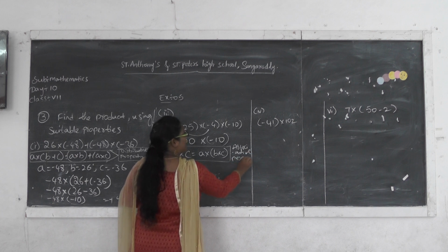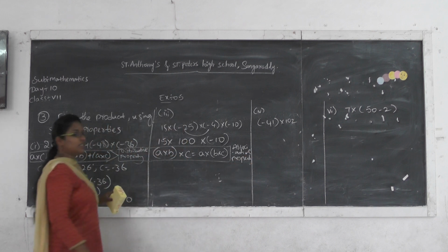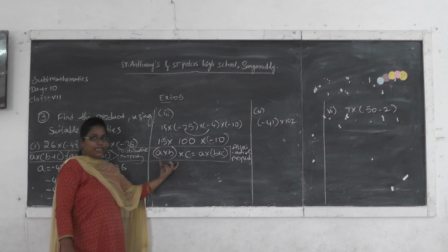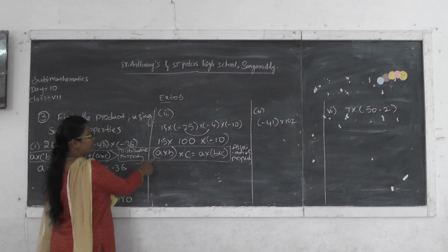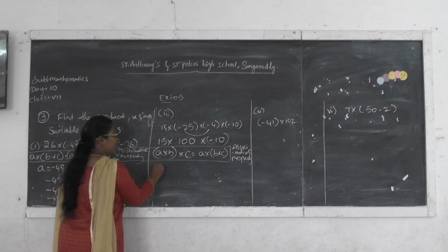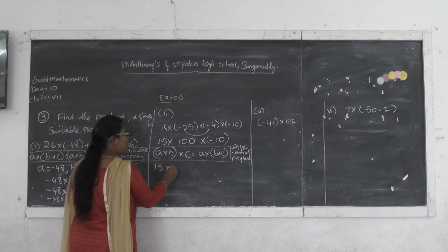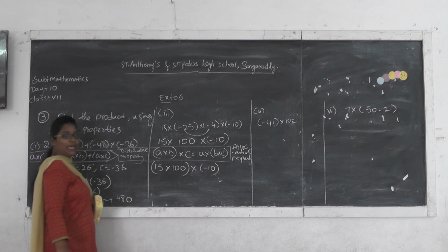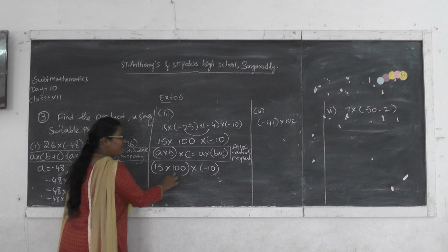Associative property. So what is associative property? A into B into C. First we take only the LHS side and substitute according to our question. What is A? 15. 15 into what is B? 100. 100 into what is C? Minus 10. Now first simplify 15 into 100.